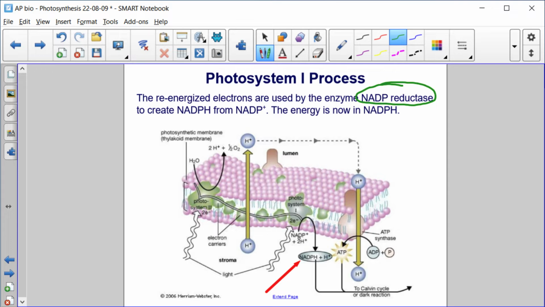So remember, we talked previously, we have this NADP plus and 2 protons. The enzyme works to attach one of them to this NADP plus so that we have NADPH and a remaining proton right here. And why do we do that? The purpose is for storing energy. So the energy is now stored in that NADPH. And we have energy available there to do work.